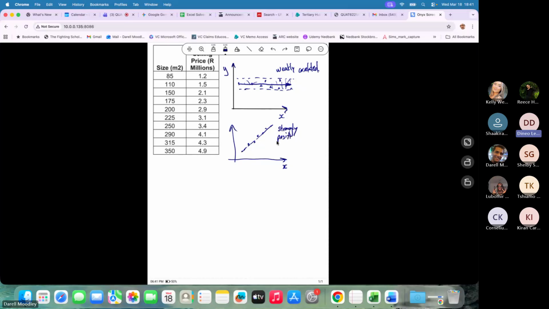Is there a difference between weak correlation and no correlation? No, the same thing. Weak correlation and no correlation is pretty much the same thing.